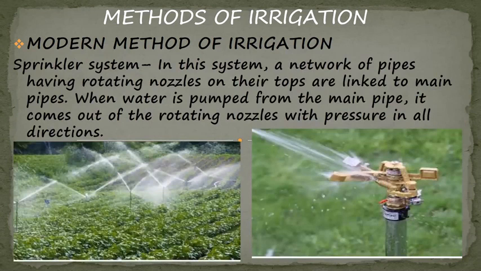Another very useful method is the sprinkler system. In this system, a network of pipes having rotating nozzles on their tops are linked to main pipes. When water is pumped from the main pipe, it comes out of the rotating nozzles with pressure in all directions. This method is more useful on uneven land where sufficient water is not available.